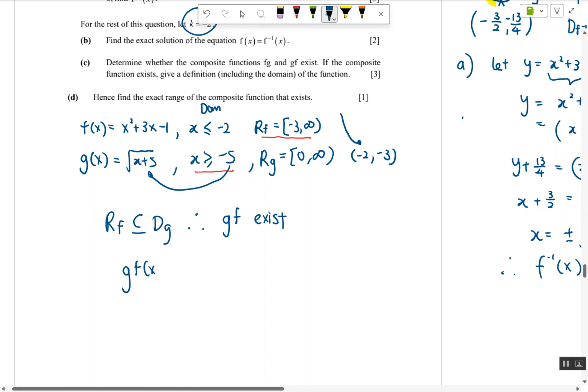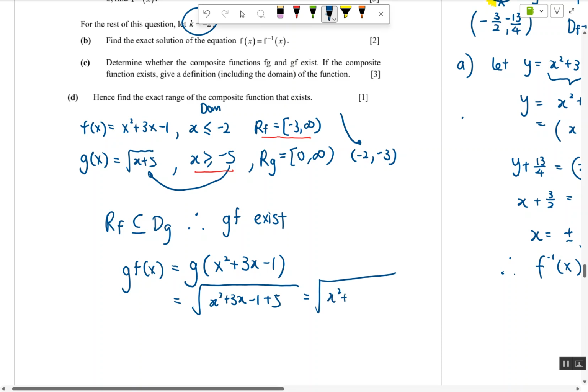Okay, find the definition of gf. gf(x) is equal to g of f(x), which is x squared plus 3x minus 1. So g of this is equal to the square root of, replace your x with x squared plus 3x minus 1, plus 5. And then you get the square root of x squared plus 3x plus 4. The domain of gf is equal to the domain of f, so x is less than or equal to negative 2.